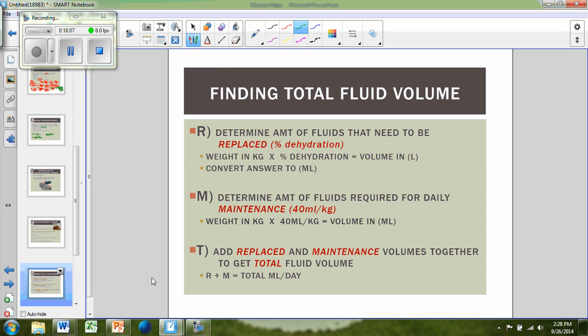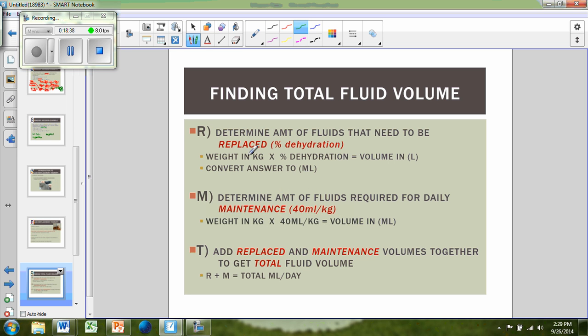So when we're finding total fluid volume, we have to find 3 different things to give us our total fluid volume. Actually 2, and then we just add them together at the end. So we need to find the amount of fluids that need to be replaced. We determine that by seeing how dehydrated they are, what percent dehydration they have, which again is usually given to you by the doctor. For our purposes, you're being given the percent dehydration by me.